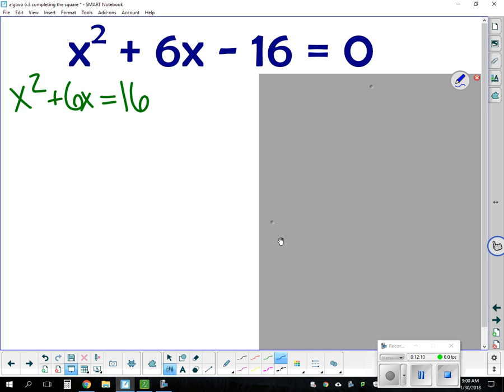Now what? Good. You need to find the number that's going to turn this into a perfect square trinomial. The way you do that is you take your b divided by 2 and square it. So 6 is our b. Divided by 2 squared is 9. We're adding 9 on both sides. That's what it was last time, wasn't it? Make sure you add it on both sides.